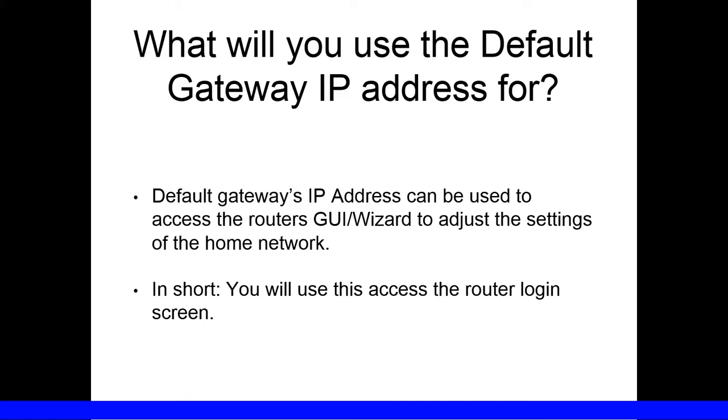A default gateway's IP address can be used to access your router's GUI or your wizard to adjust settings on the home network. Now, a GUI is just a graphical user interface. That's other nerd speech for this is what you see when you look at your computer. When you look at your desktop and you see an icon, that is a graphical design to show you what this icon represents. In all reality, the icon just represents a line of code that will run when you click it. Because you see it as an icon, that's a graphical interface, and that's why we call it a GUI.